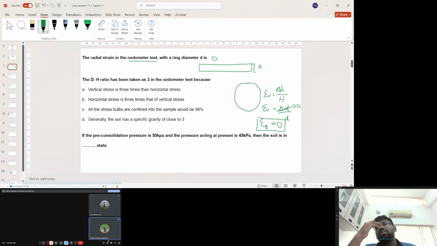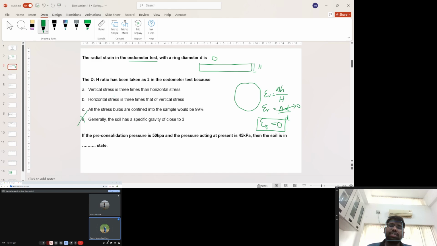Straight away you can remove option 4. Soil specific gravity is a material property which depends on the type of soil grains. It does not depend on the arrangement of the samples, or whatever tests you are going to do. It does not change unless the mineralogy itself changes. So you can remove this option.